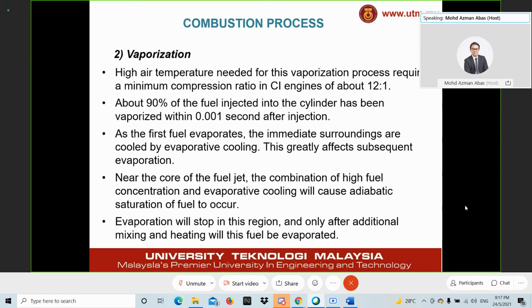Near the core of the fuel jet, the combination of high fuel concentration and evaporative cooling will cause adiabatic saturation of the fuel to occur. Evaporation will stop in this region, and only after additional mixing and heating will this fuel be evaporated further.